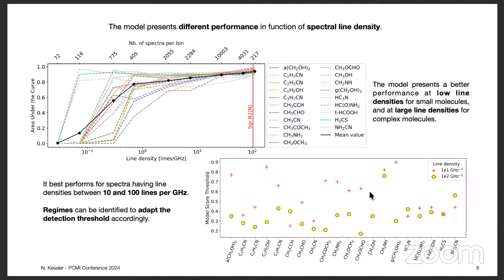Here we have an example for two line densities, 10 and 100 lines per gigahertz. What we can notice is that for most of the species, the detection threshold will be lower as the line density increases. But for species such as CH3CCH or HC3N, which are small molecules having few transitions in the band, it's linked to their performance, because they have their peak performance at lower line densities.